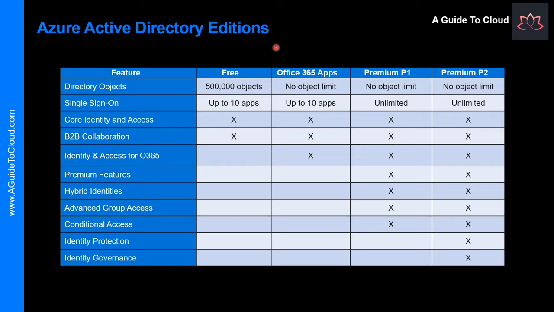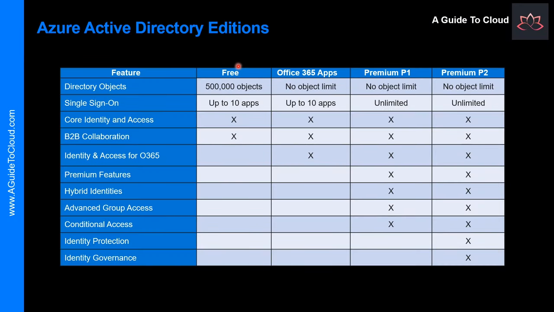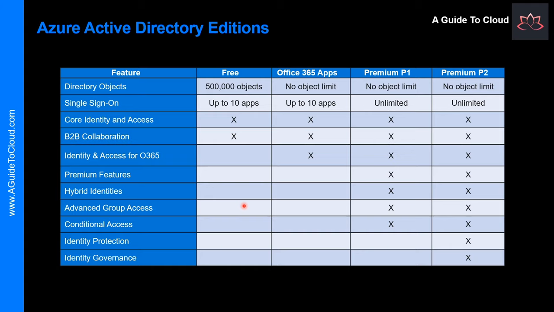Now that we have learned about the main differences between ADDS and Azure AD, let's have a quick look at the different types of Azure Active Directory editions available. Azure Active Directory comes in four different editions: Free, Office 365 apps, Premium P1, and Premium P2. The Free edition is included with an Azure subscription. The premium editions are available through a Microsoft Enterprise Agreement, the volume licensing, and the Cloud Solution Providers Program, or CSP.